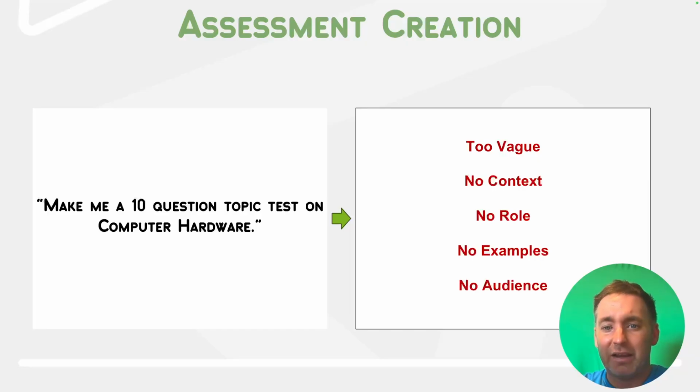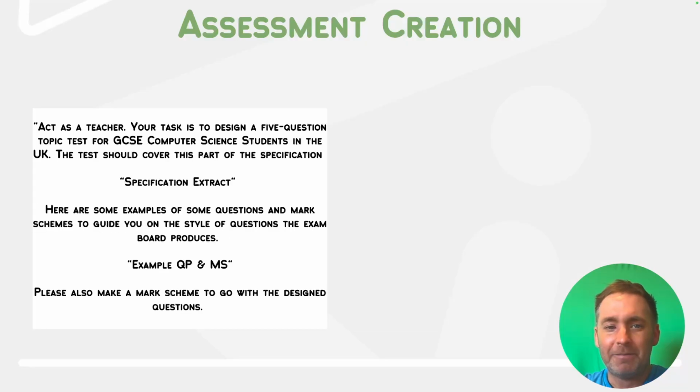The reasons this is bad: it's too vague. I've not given it any context. There's no role, no examples, no audience, and I'll explain what all these mean. So a better example of a prompt is the one I'm showing you here. Act as a teacher. Your task is to design a 5-question topic test for GCSE computer science students in the UK. The test should cover this part of the specification, and then I copied and pasted a bit of a specification in.